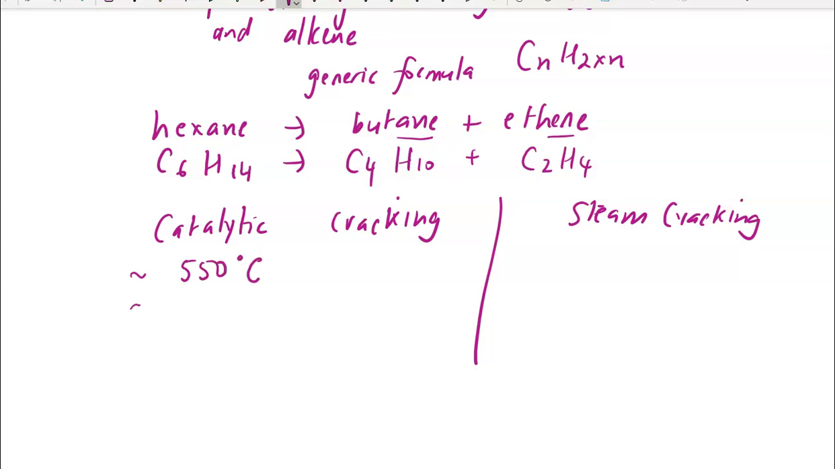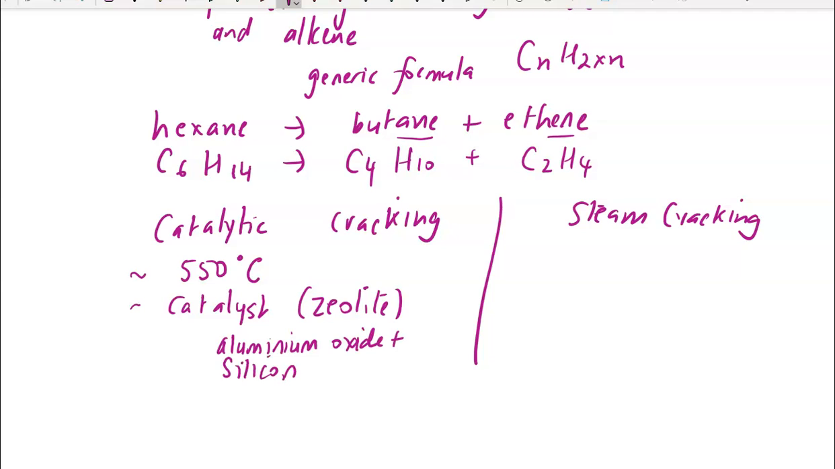As the name suggests, it has a catalyst, and the name of the catalyst is zeolite, which is basically aluminium oxide and silicon oxide. So that is aluminium oxide plus silicon oxide, a mixture of the two, just in case you get asked what it's made out of. And on the other side, steam cracking, as its name suggests, is going to be over 800 degrees centigrade, and no catalyst is needed due to the high temperatures.